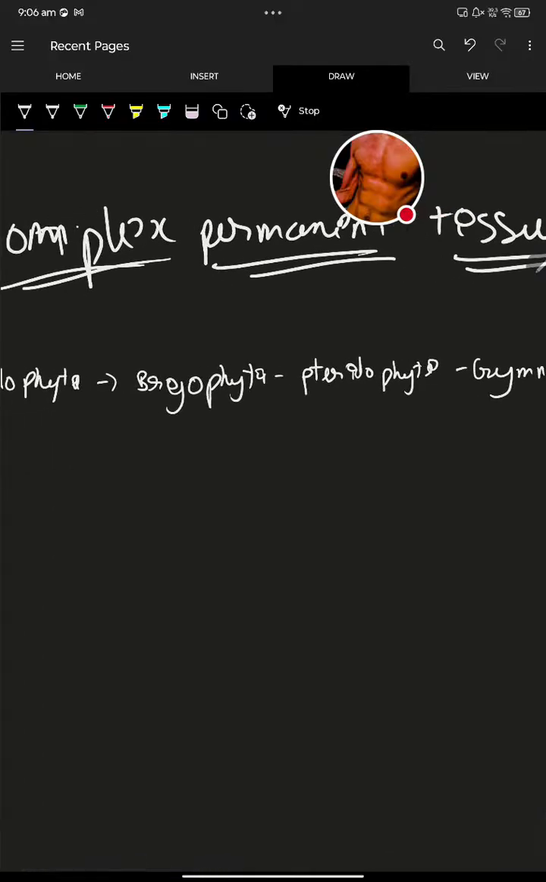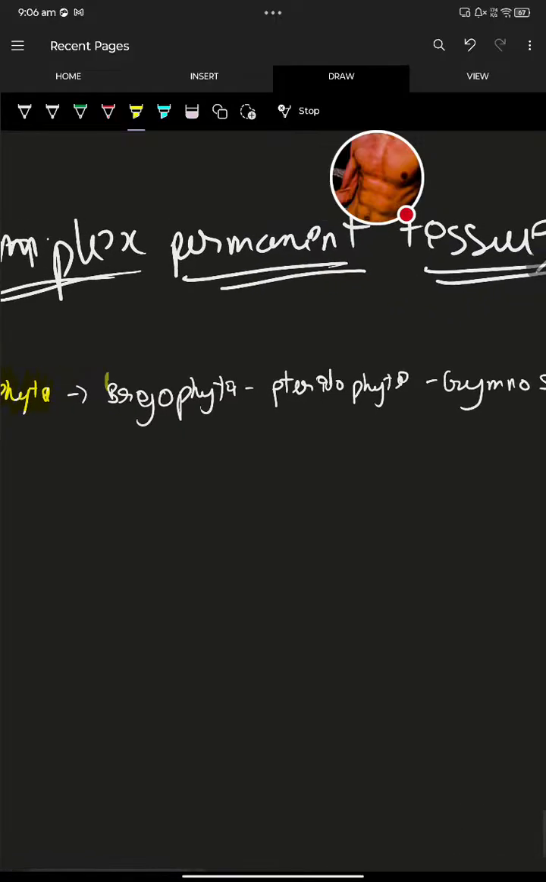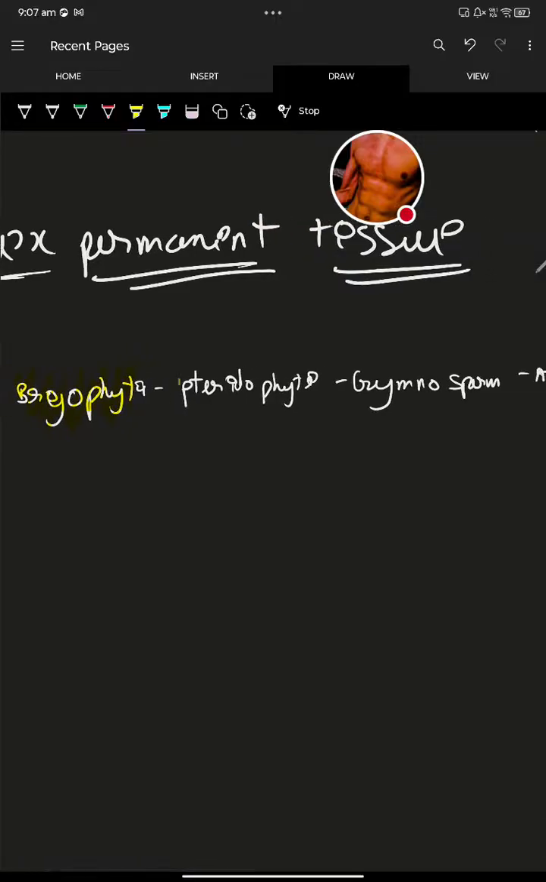So Thallophyta and Bryophyta and all these are not really able to have these complex permanent tissues which are xylem and phloem. Xylem for water, phloem for, you could say, food, nutrients. So Thallophyta, Bryophyta, these are not able to do it. Then Pteridophyta is like the starting point. He just started studying for it, you could say.